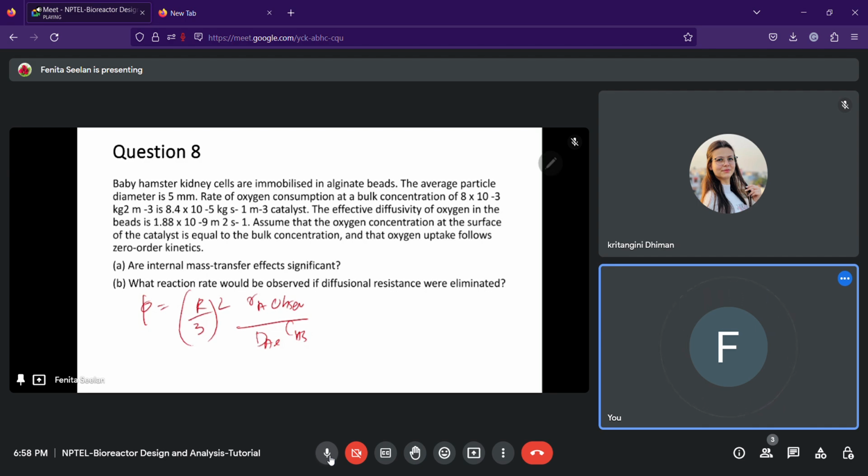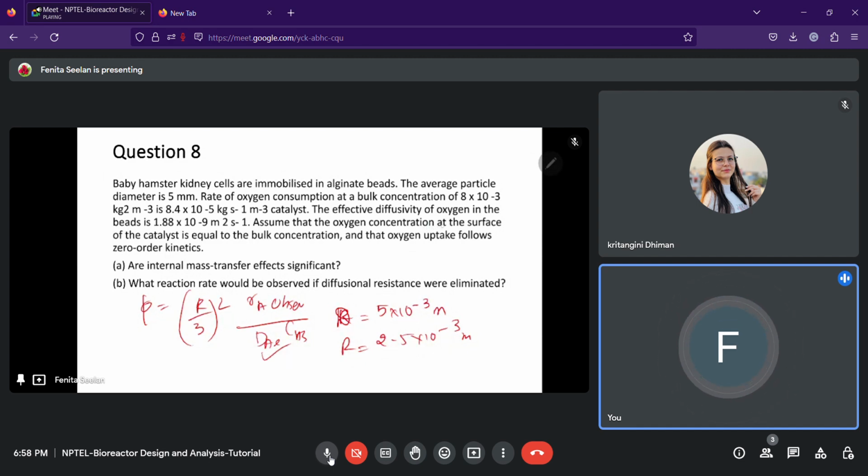So if we do the calculation, your R value is given as 5 mm, right? So 5 into 10 power minus 3 meter is the diameter. So R is 2.5 into 10 power minus 3 meter. And diffusivity is there, so this can be done.